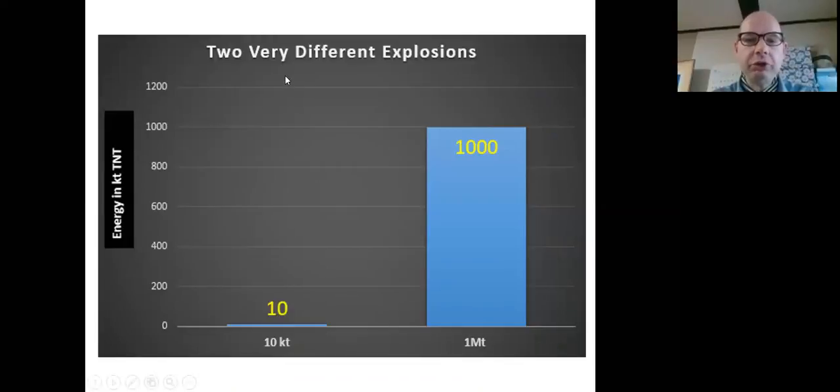Now, I want to show you the effect. It's kind of going to be a theme for the next few slides, which is two very different explosions. So in here, I'm showing you the energy in kiloton TNT. It's kind of just drums it home for a 10 kiloton explosion. See, that's a very thin line here. And now I'm showing it for a 1 megaton explosion, which is 1,000 kilotons. So this is 100 times this.